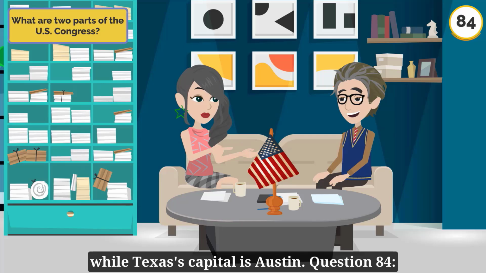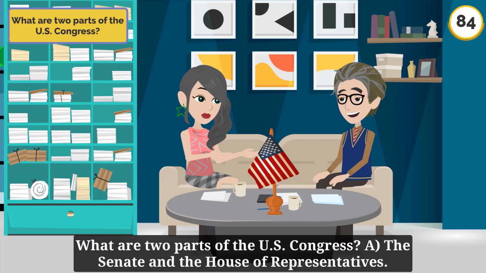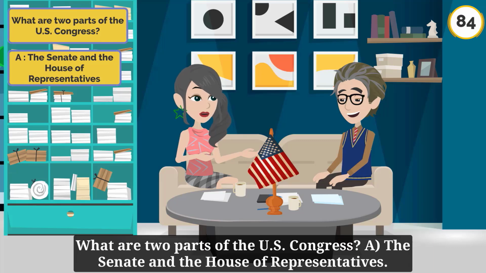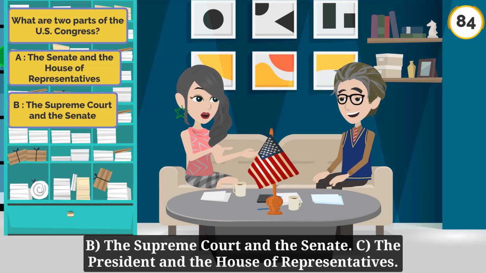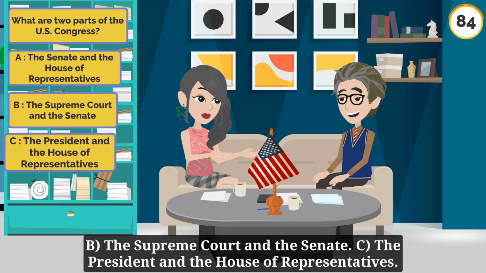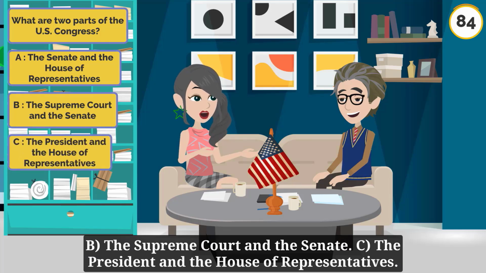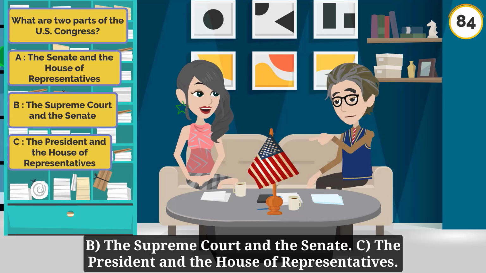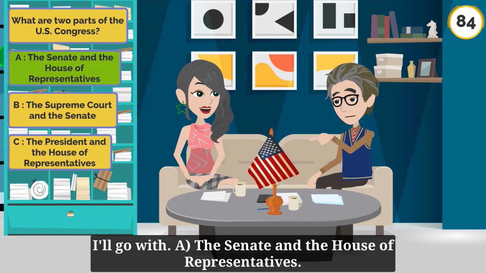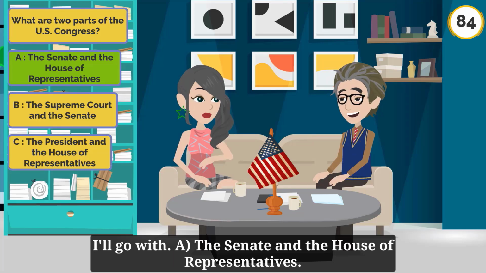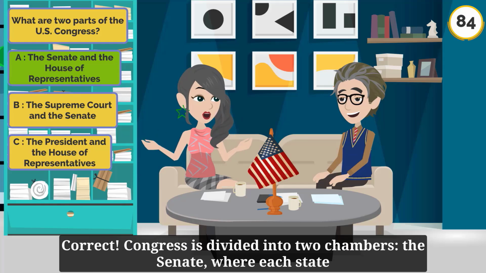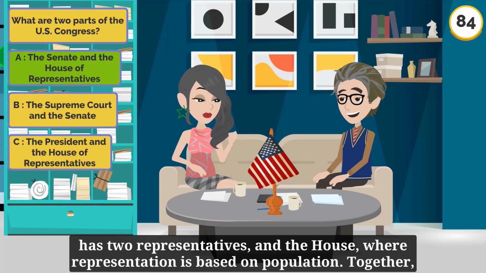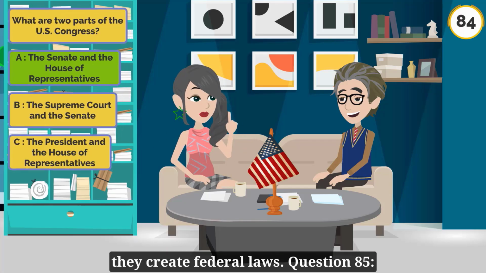Question 84. What are two parts of the U.S. Congress? A. The Senate and the House of Representatives. B. The Supreme Court and the Senate. C. The President and the House of Representatives. I'll go with A. Correct. Congress is divided into two chambers, the Senate, where each state has two representatives, and the House, where representation is based on population. Together, they create federal laws.